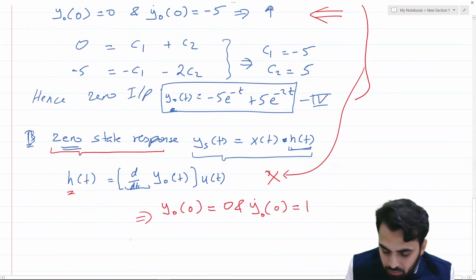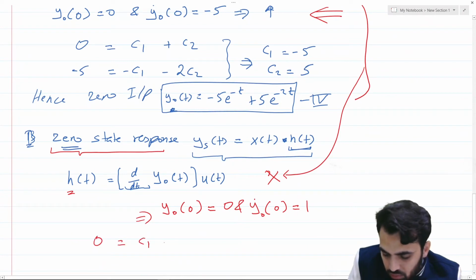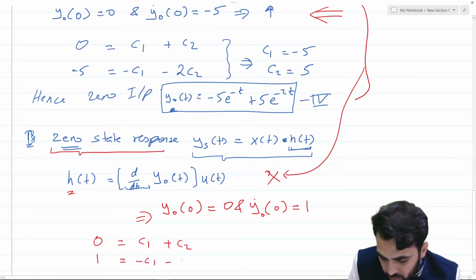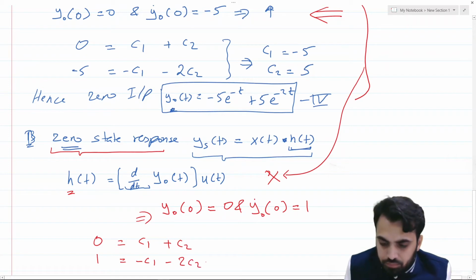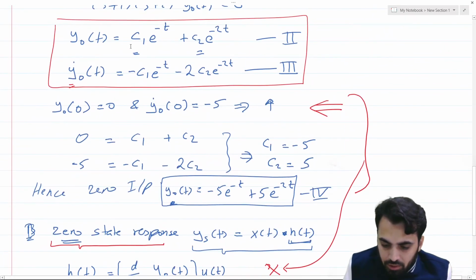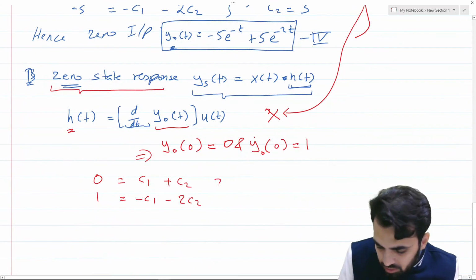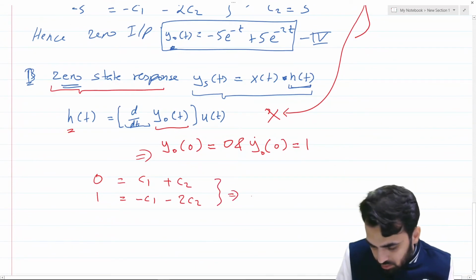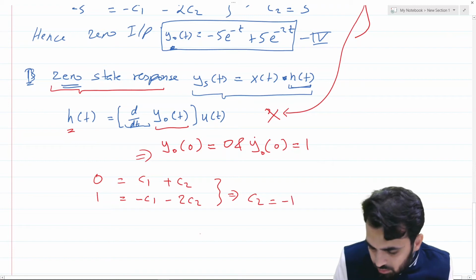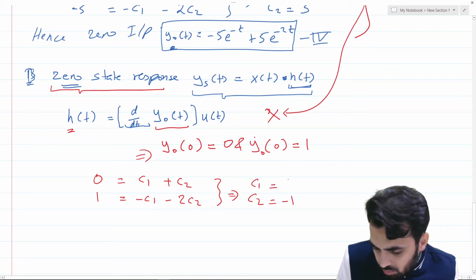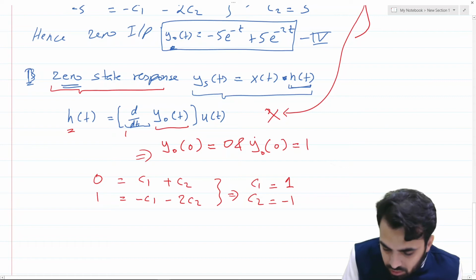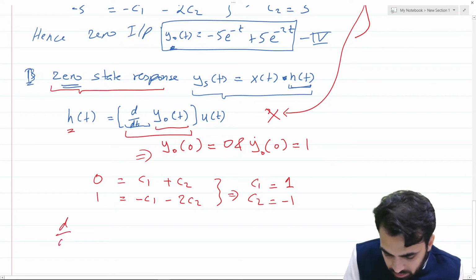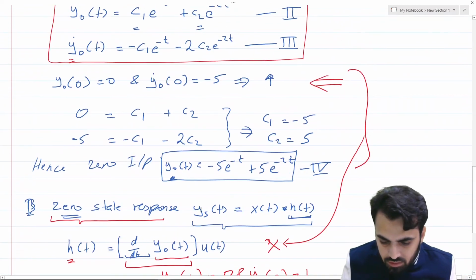we would simply have 0 equal to c1 plus c2 and 1 equal to minus c1 minus 2c2, right from here. So these two would conclude that c2 is minus 1 and eventually c1 would be plus 1. So for this, that is d by dt y naught of t, which is expressed over here.